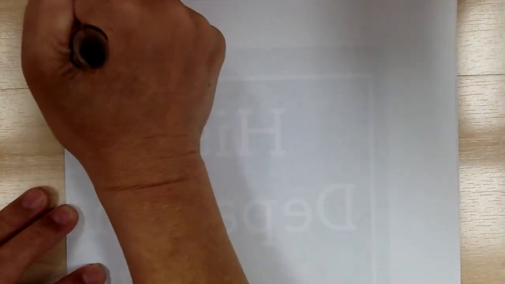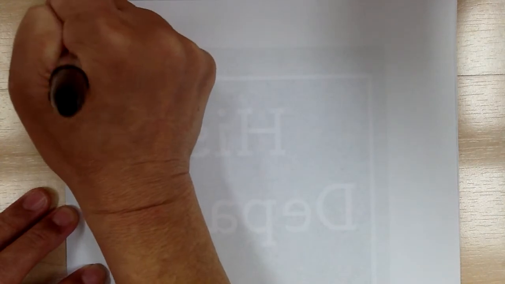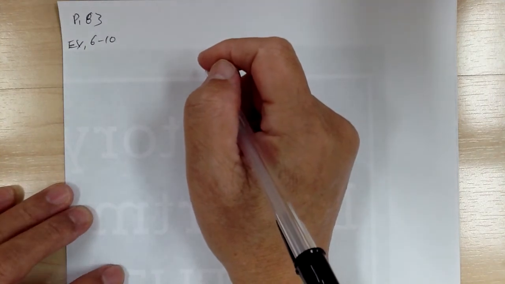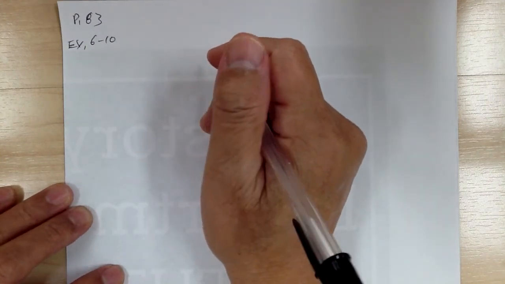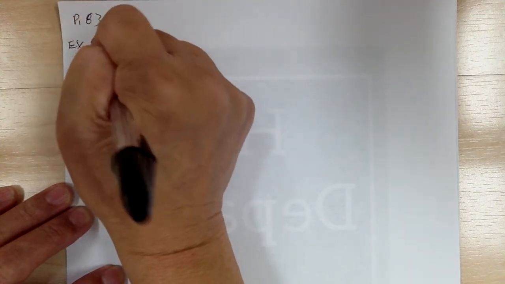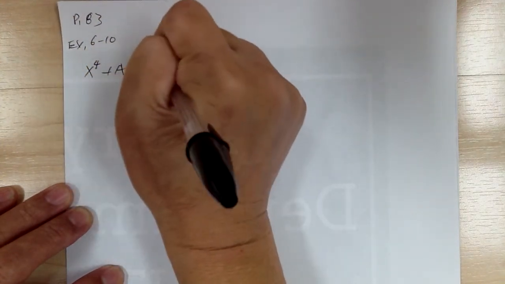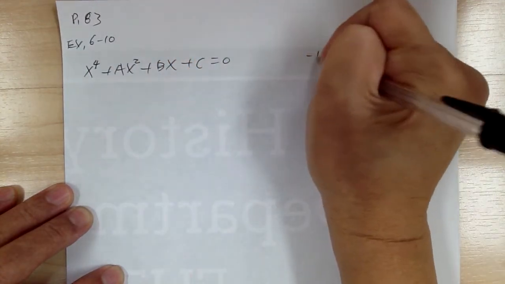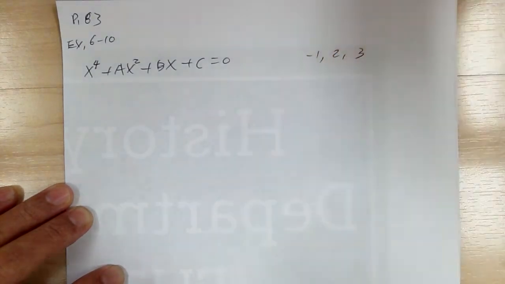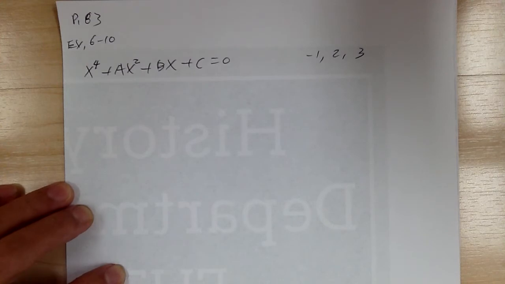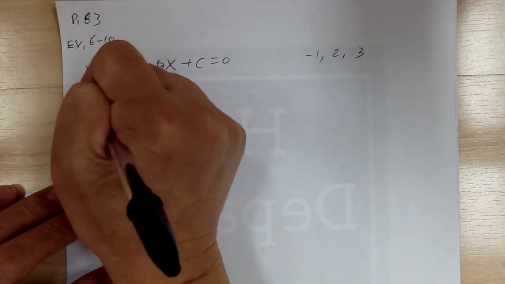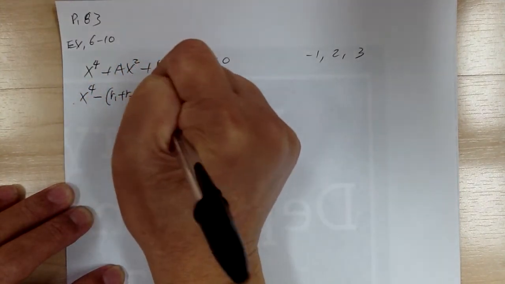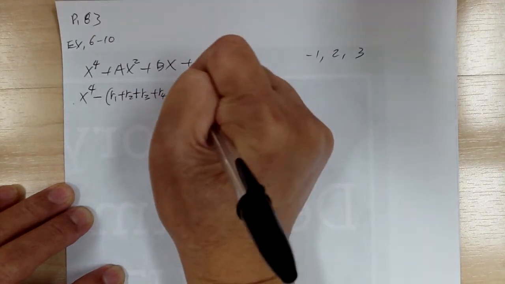Let's go to page 83, example 6-10. Okay, if the 3 roots are given, then what is the value of 2c minus a times b? So you've got x to the 4 plus ax squared plus bx plus c equal to 0. The roots are negative 1, 2, and 3. Okay, so what we're going to do is, again, write that equation. So you've got x to the 4, plus minus r1 plus r2 plus r3 plus r4, x to the 3.